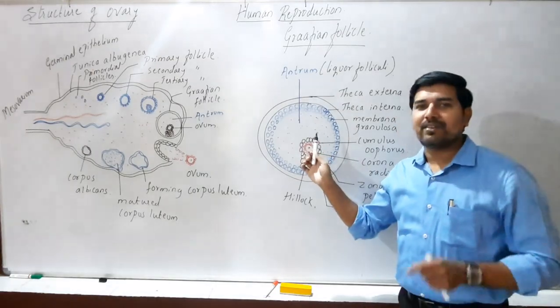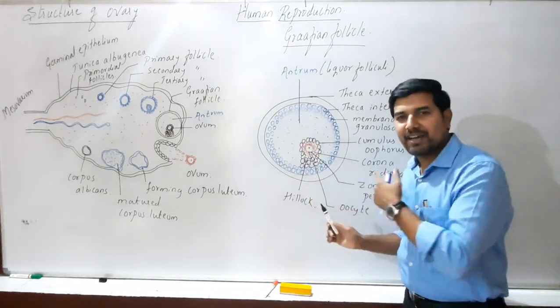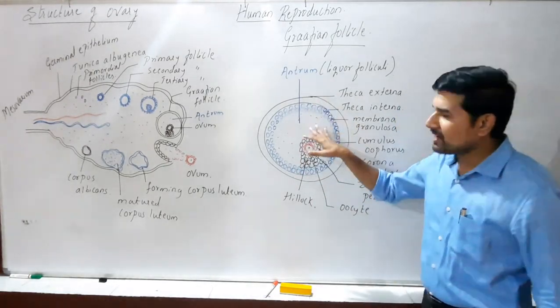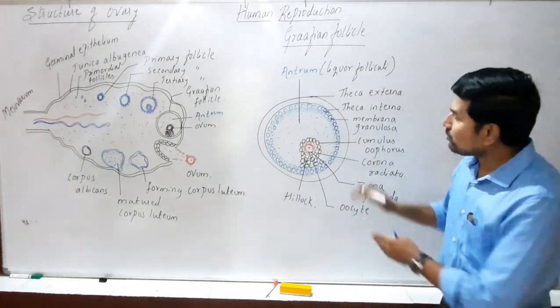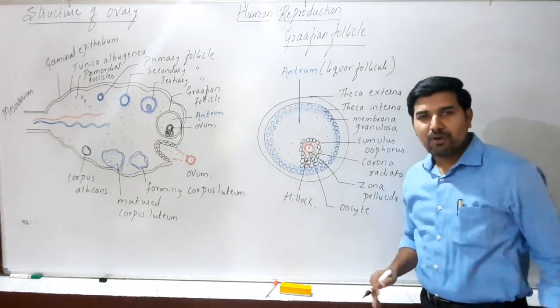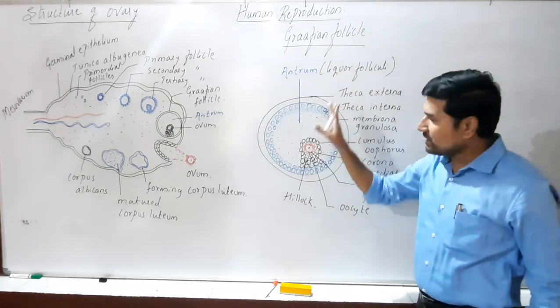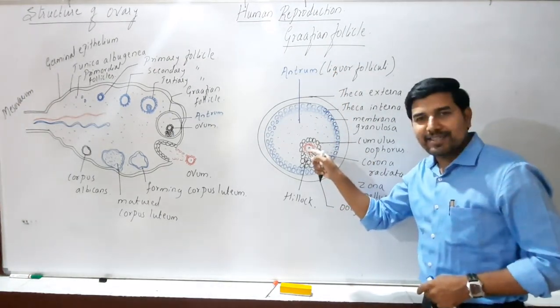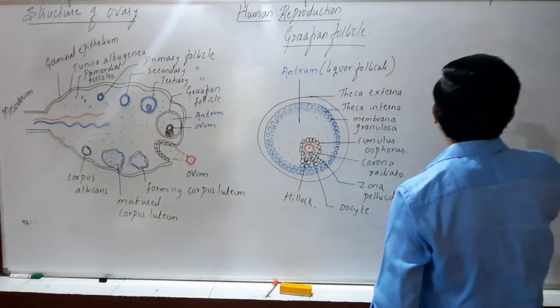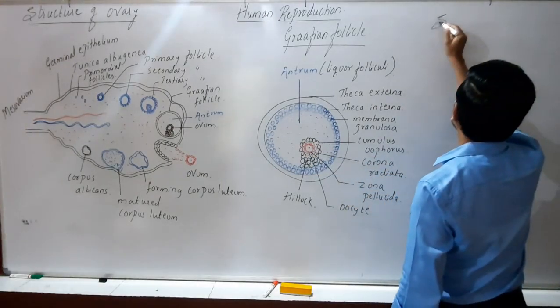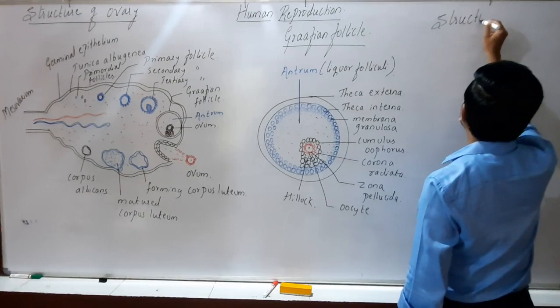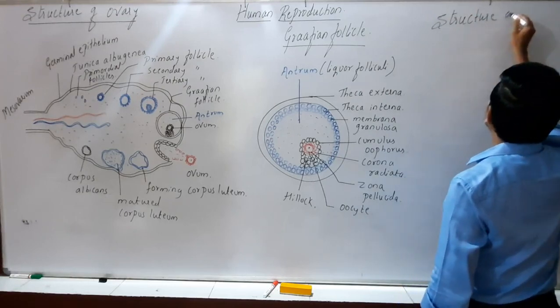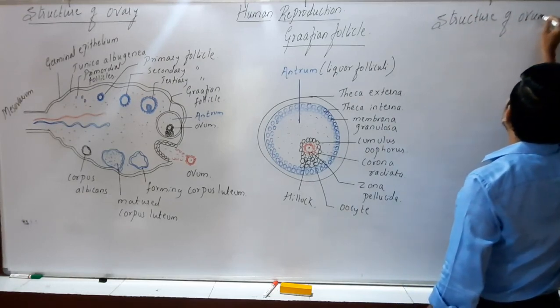Remember this, the antrum is the cavity present in the Graafian follicle. Antrum is the cavity. Okay, so this completes the transverse section or the view of a Graafian follicle, the structure of the Graafian follicle. And in the next part, let's see the structure of an ovum. So here we have the structure of the ovum.